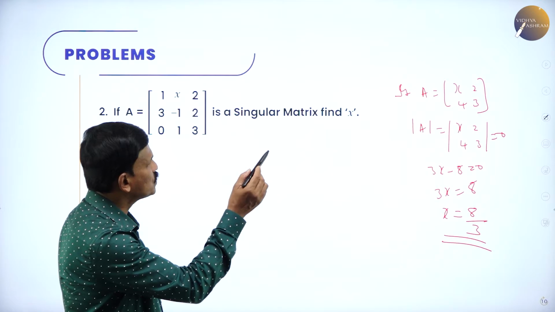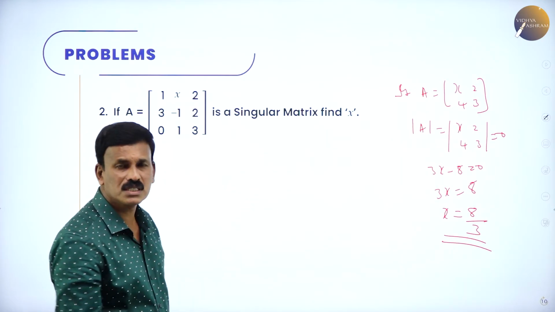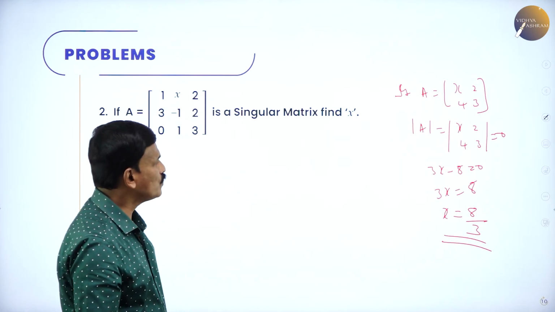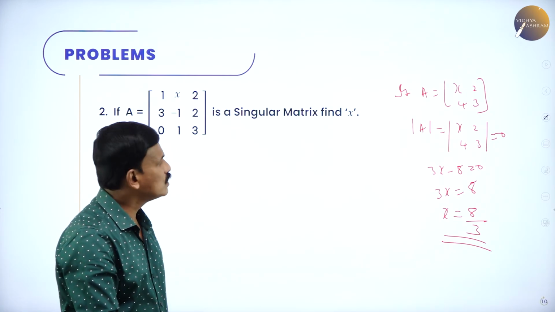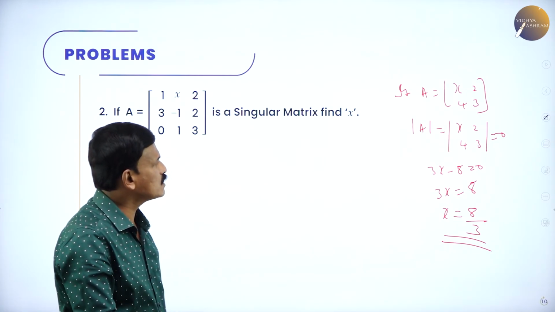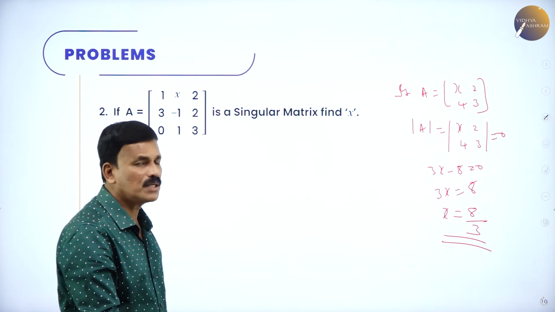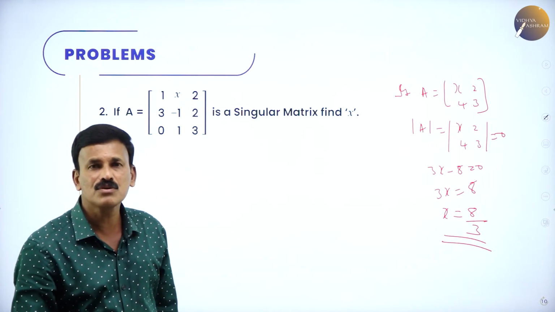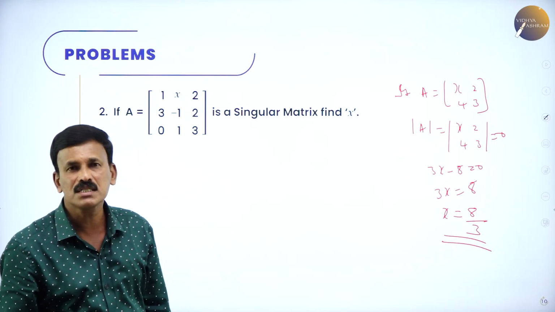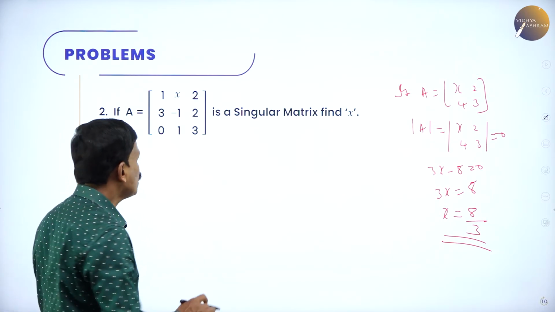For x, 2, 4, 3, since this is a singular matrix, the determinant of A is equal to 0. Solve this. X into 3 is 3x, minus 4 times 2 is 8. 3x minus 8 is equal to 0. 3x is equal to 8, or x is equal to 8 by 3, which is the simplified answer. Now let us come to this problem.